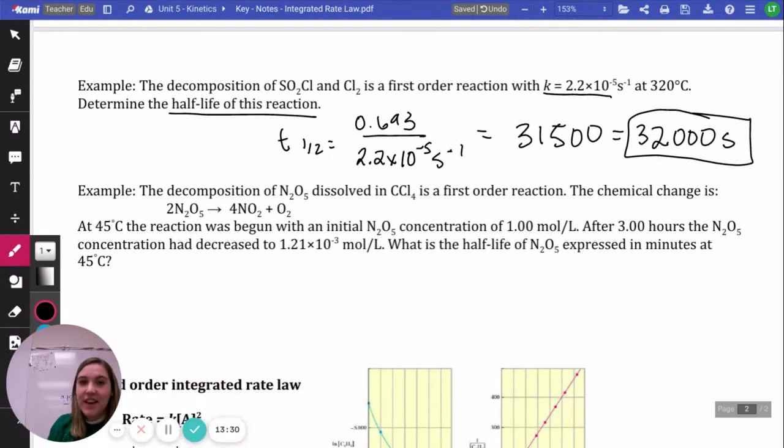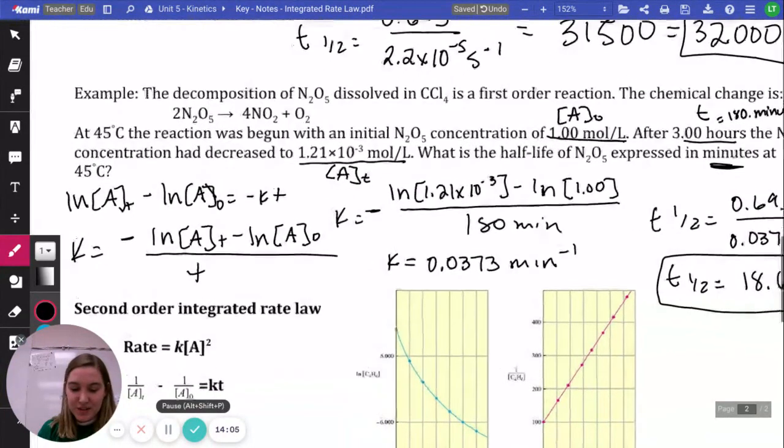Okay, this next problem is going to be a combination of our first order reaction and our half-life. I want you guys to solve for it. I'm going to give you a little hint: you do have to solve for k before you can solve for the half-life. I want you to try and solve it on your own. Pause the video now, unpause the video when you're ready, and we'll go over it.